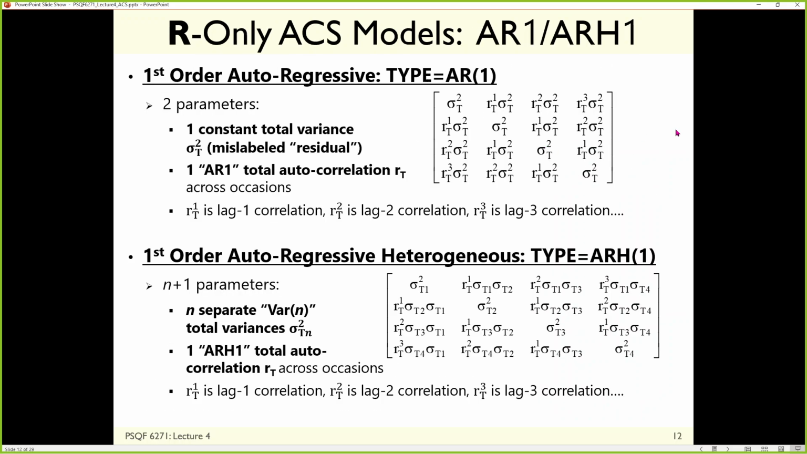AR1, first order autoregressive, on slide 12. This one is tapered pants. Tapered pants start normal, but then they get very, very skinny towards the ankles.